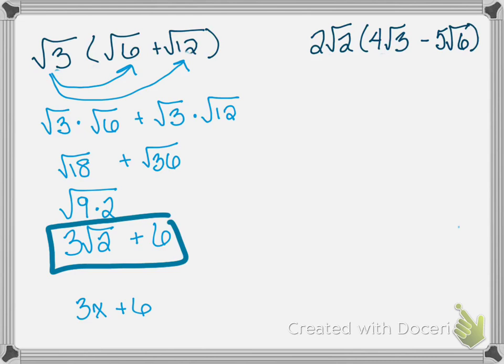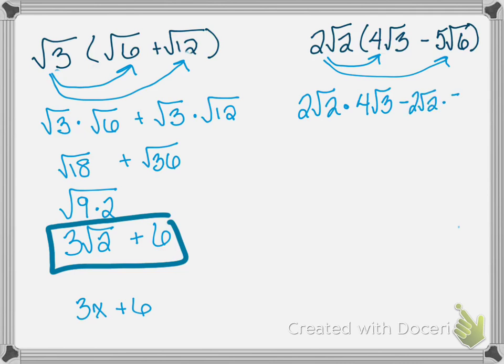Okay. Again, we're going to distribute this. So I have 2 on the square root of 2 times 4 on the square root of 3. Then I've got a subtraction right here. 2 on the square root of 2 times 5 on the square root of 6. So again, I multiply my 2 and my 4 because they are both outside. Then I multiply the square root of 2 and the square root of 3. 2 times 3 is 6. They are both on the inside. Okay?